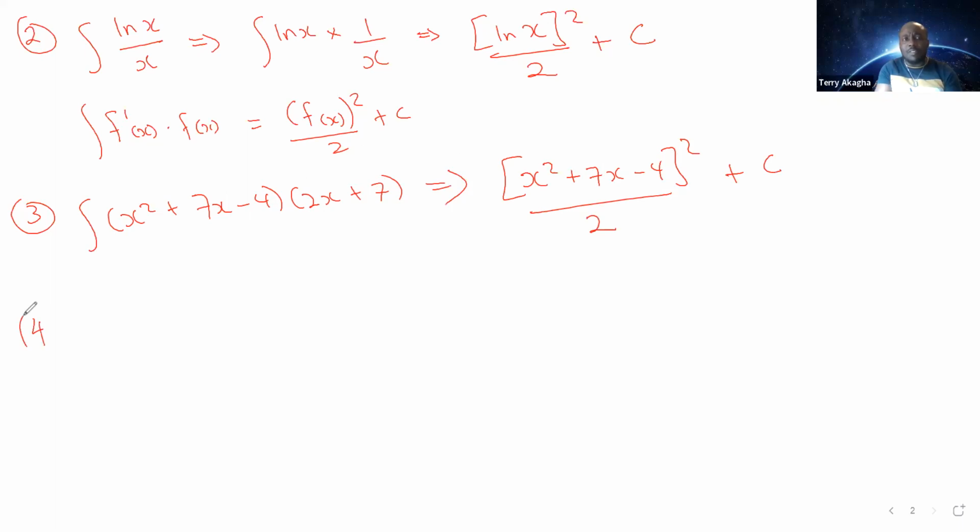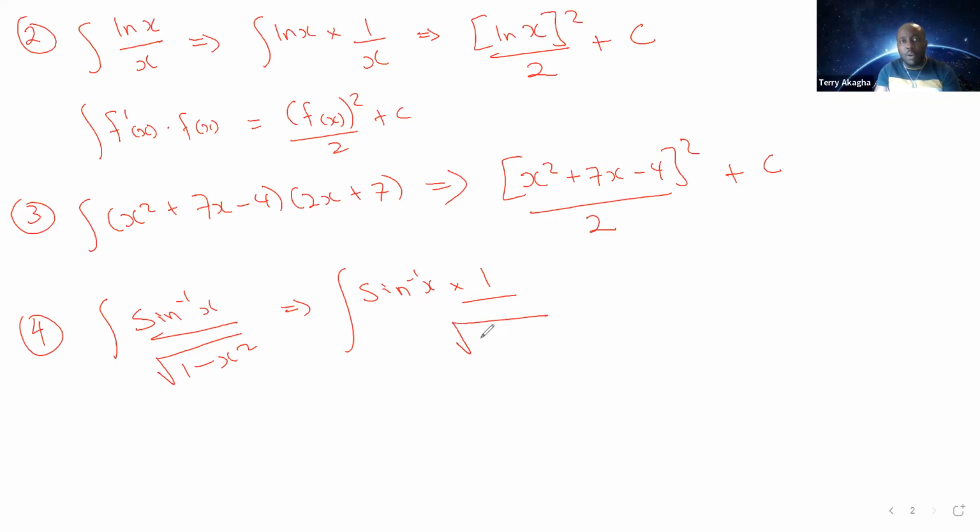I'm going to bring in one of the standard derivatives, but it's not one of the popular ones in these videos. It's one of the extra standard derivatives you need to know. We have the sine inverse of x divided by the square root of 1 minus x squared. This is the same thing as the sine inverse of x multiplied by 1 over the square root of 1 minus x squared. Now, when you differentiate sine inverse of x, it's going to give you 1 divided by the square root of 1 minus x squared.